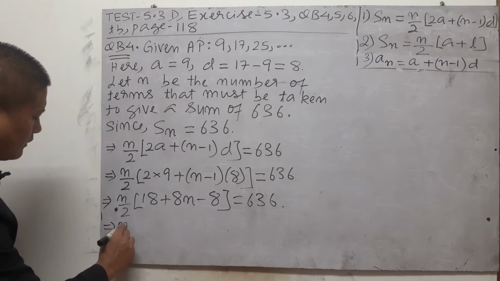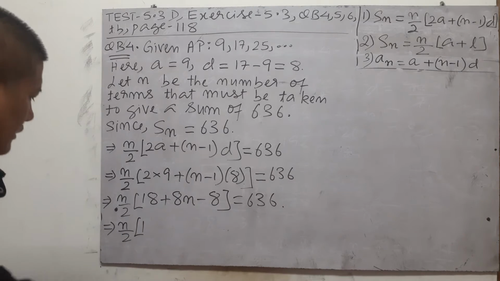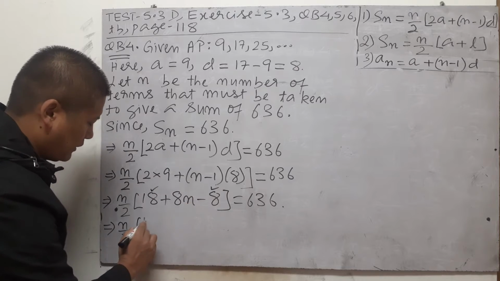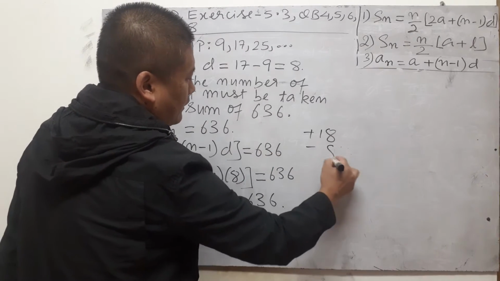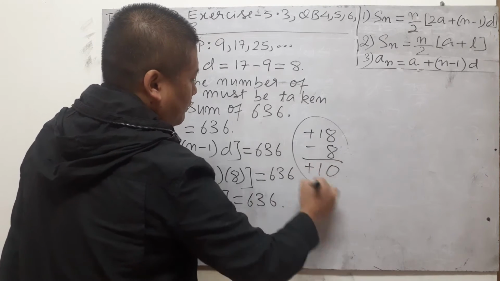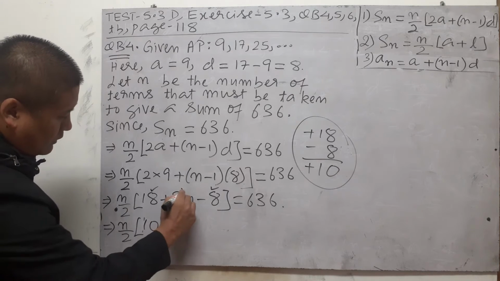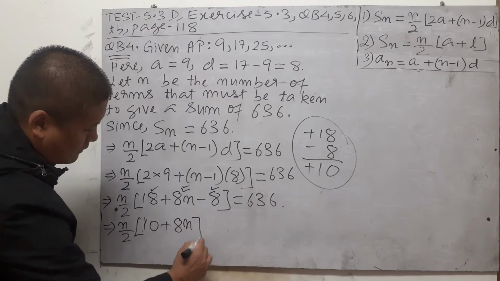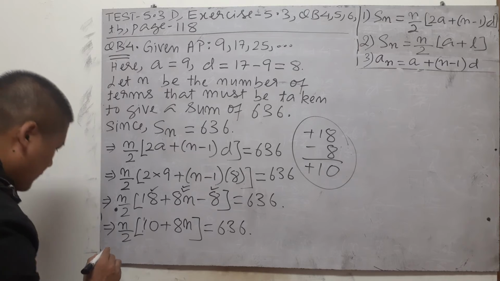Then n by 2 into, I think we can take these two together: 18 minus 8 is simply 10. 18 minus 8 is subtraction, so 8 minus 8 is 0, and plus 10. So 18 minus 8 plus 10, and this one plus 8n is equal to 636.